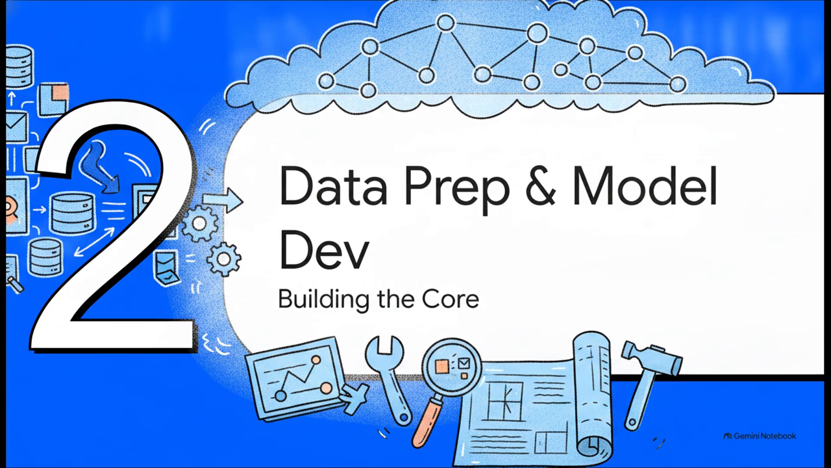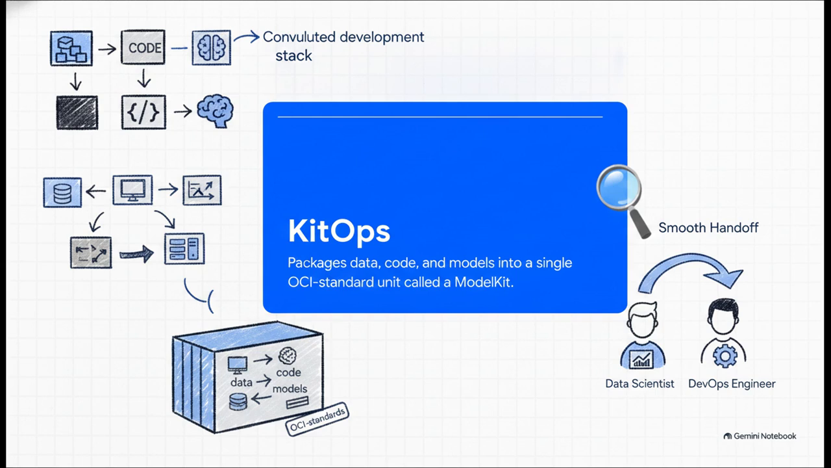Moving right along to Section 2, data prep and model dev. We're going to tackle the first half of this life cycle, which makes up that massive 54% chunk of the blueprint dedicated entirely to getting your data and your models prepped for the real world. Now, to keep things from getting instantly convoluted during data prep, we have to look at KitOps. Traditionally, MLOps tools handle data, code, and models in total isolation, right? Which means you're constantly repackaging everything at every single team handoff. But KitOps acts almost like Docker, but specifically for your ML components. It treats everything as one single software unit based on Open Container Initiative or OCI standards. This makes those tricky handoffs between data scientists and DevOps engineers incredibly smooth.